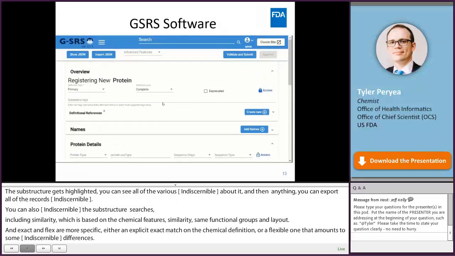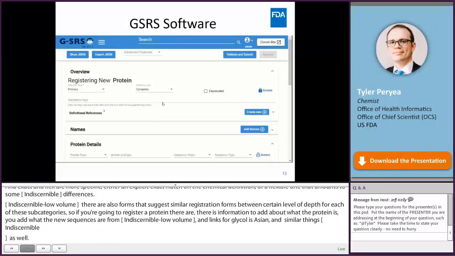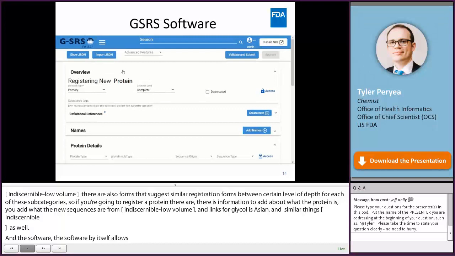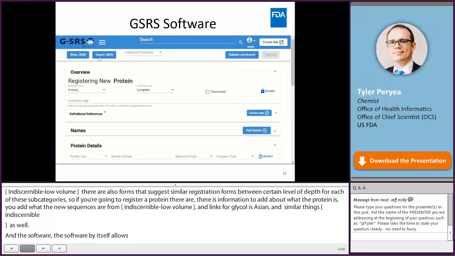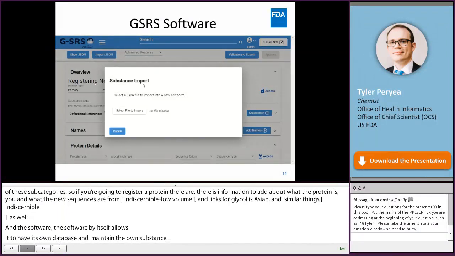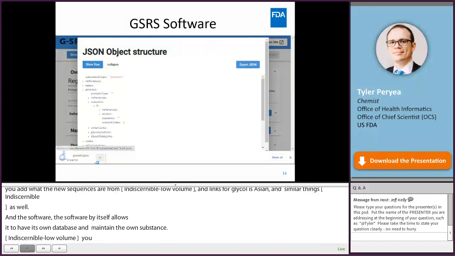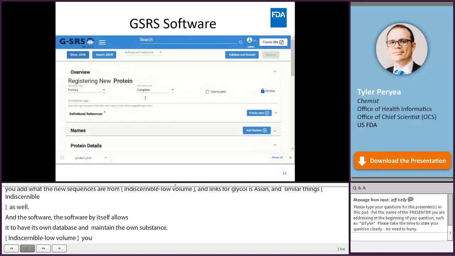And the software by itself allows users to have their own database locally to curate and maintain their own substance data. As you're using the registration forms, you can import a JSON file that someone may have given you from their own GSRS system. You can also export your own JSON that you could send to somebody else to have the full definition, together with all the information you see here, in an importable format.